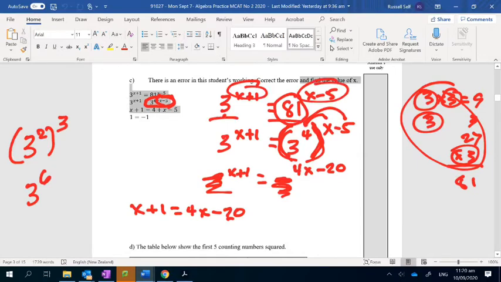So you just work it out now? Yeah, now you just solve it. So again, that's 1x there. Let's get our x's on one side. So we'll subtract 1x from both sides.